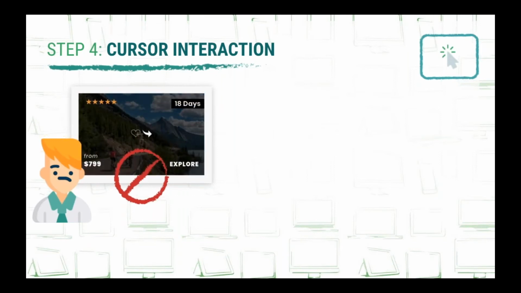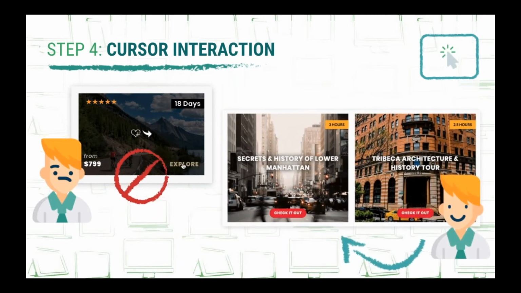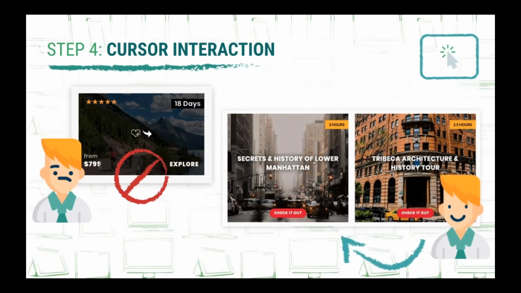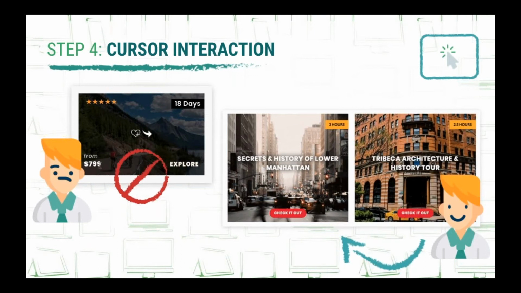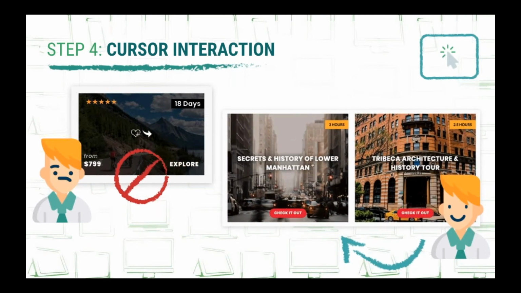Now, on this other example, the hover states of these two products highlight with a darker color, both the image and the CTA. Now that's a successful set of interactions.